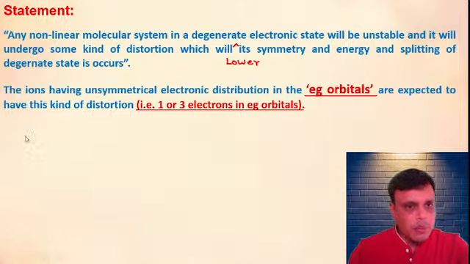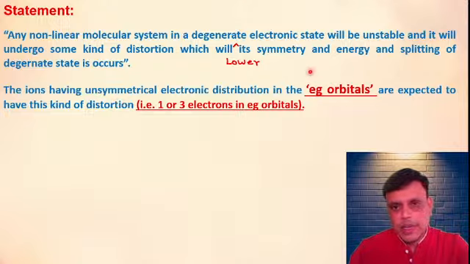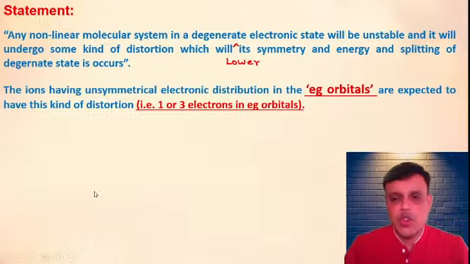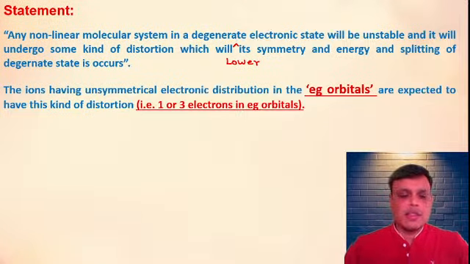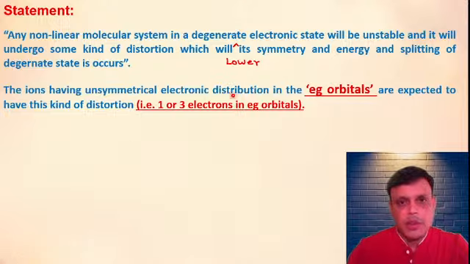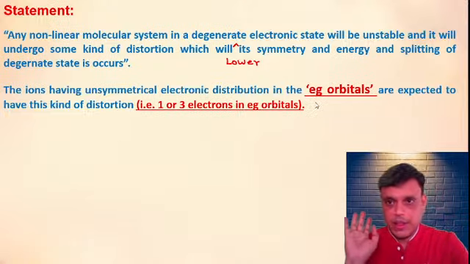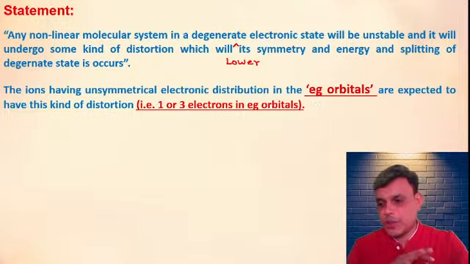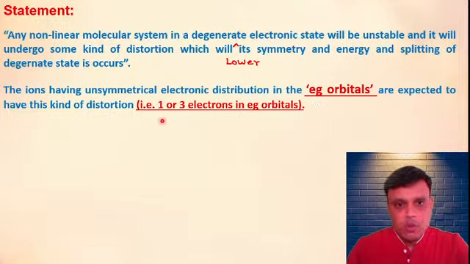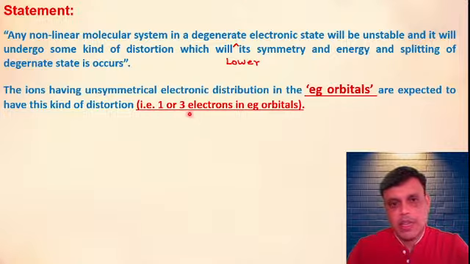Then the second point is: the ions having unsymmetrical electronic distribution in Eg orbitals are expected to have this kind of distortion. Which distortion? Jahn-Teller distortion. Which compound has Jahn-Teller distortion? The metal ions having unsymmetrical electronic distribution in Eg orbitals. That means when the Eg orbital contains 1 or 3 electrons, then Jahn-Teller distortion takes place.